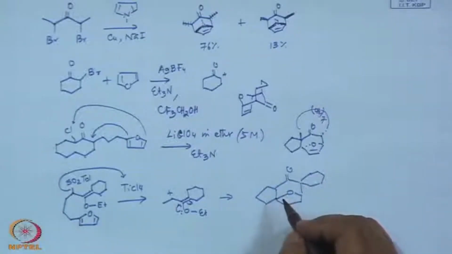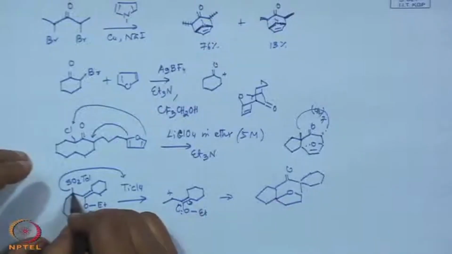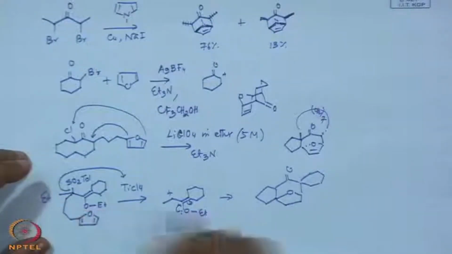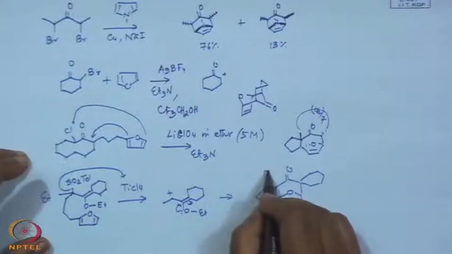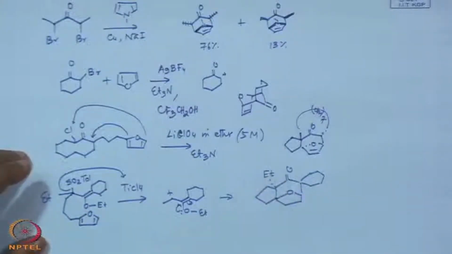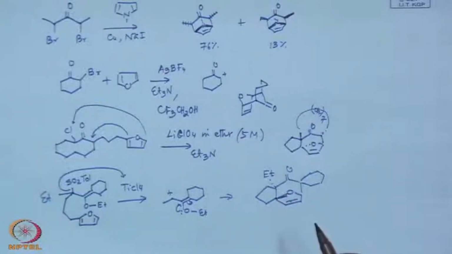I missed one point here, there was an ethyl group here. In this case, this ethyl group would be resulting in this bridgehead, and by virtue of the steric effect, once again this carbon-oxygen bond is beta and you have the double bond. Okay.